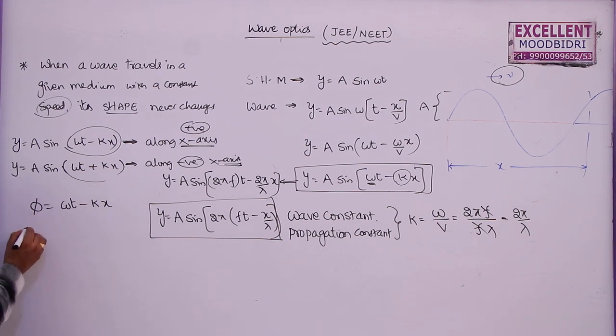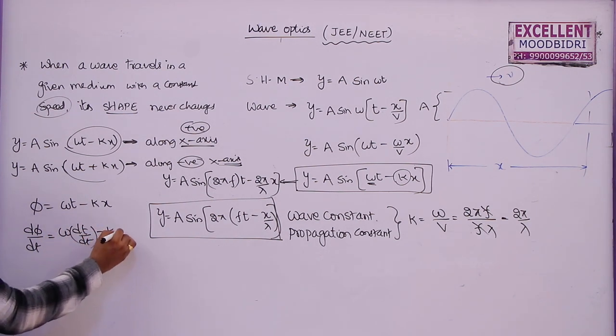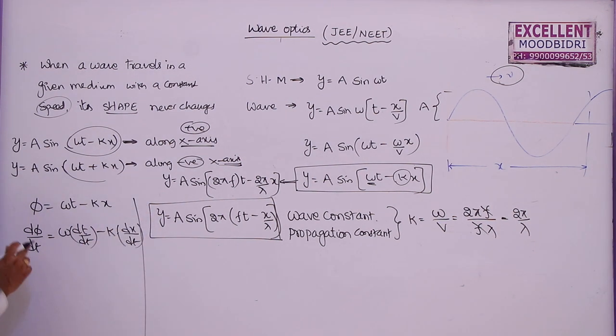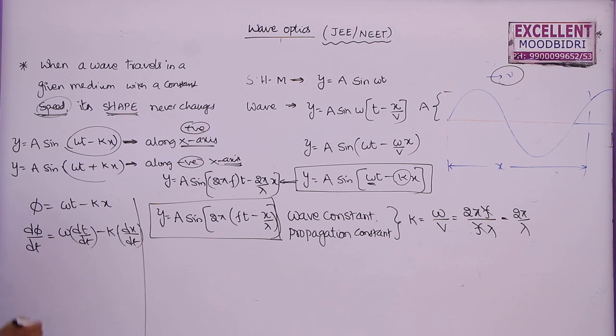Differentiate this with respect to time, you will get dφ/dt = ω dt/dt − k dx/dt. So from this, when the shape is not changing, the speed of the wave is constant. Then the rate of change in phase will become 0. So this will be ω − k dx/dt, where dx/dt is nothing but velocity. So kv = ω, v = ω/k.